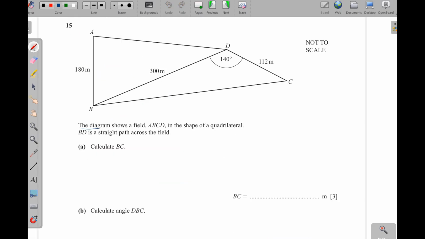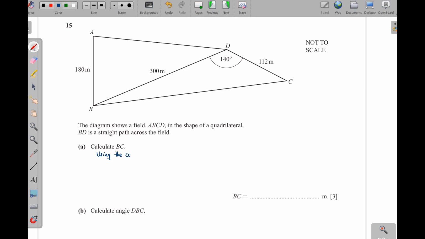Question 15. The diagram shows a field ABCD in the shape of a quadrilateral. BD is the straight path across the field. Calculate the length BC, B to C. You know, for triangles which are not right angled, we either use sine rule or cosine rule. Now, since this one is known and this one is known, then this one is not known, but the angle that is opposite to it is known, then we use the cosine rule.